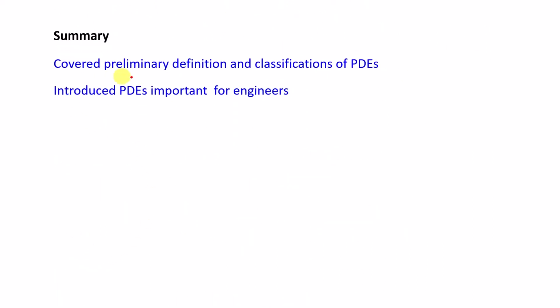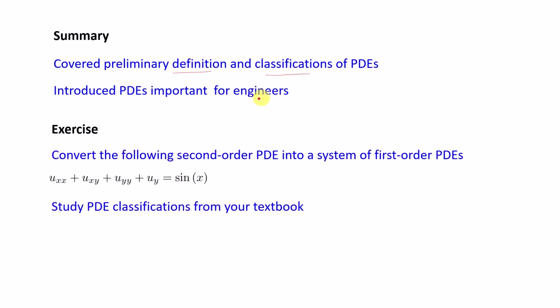Now, to summarize, we have covered some preliminary definitions, classifications, and some PDEs which are important for engineers. We have introduced them. For your exercise, you take up this second order PDE and you convert it into a system of first order PDEs. This is something that you know how to do from the exercises in ordinary differential equations. And then you can also use your textbook and study the PDE classifications, specifically their different types of PDEs and their examples.